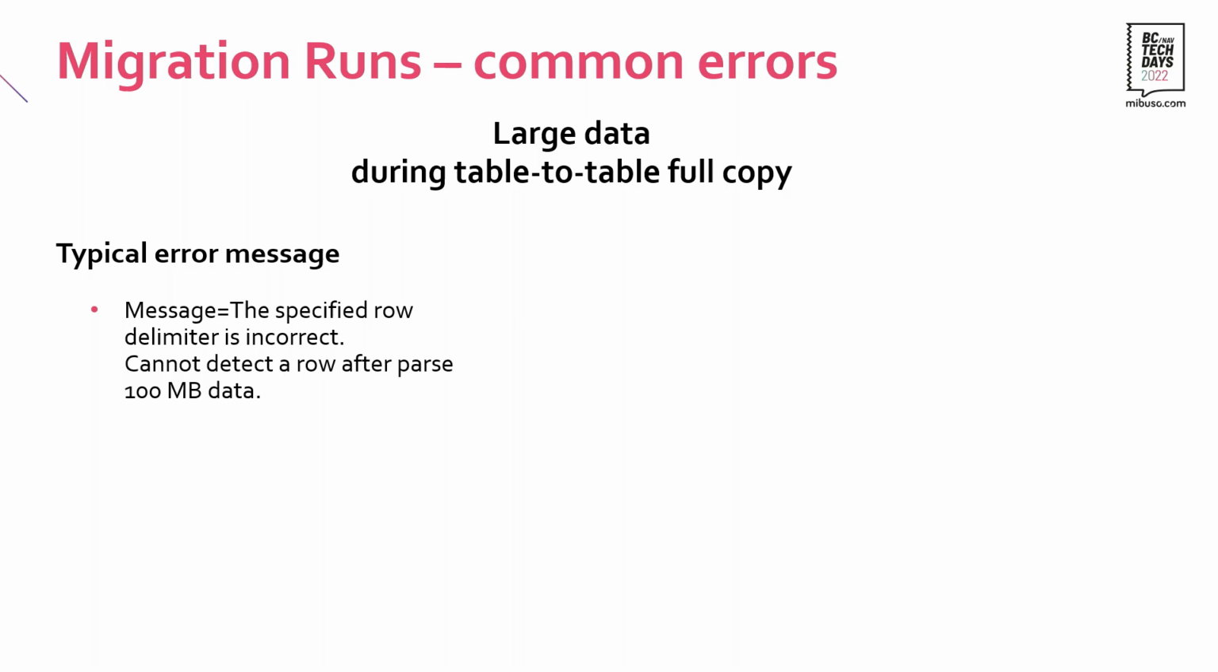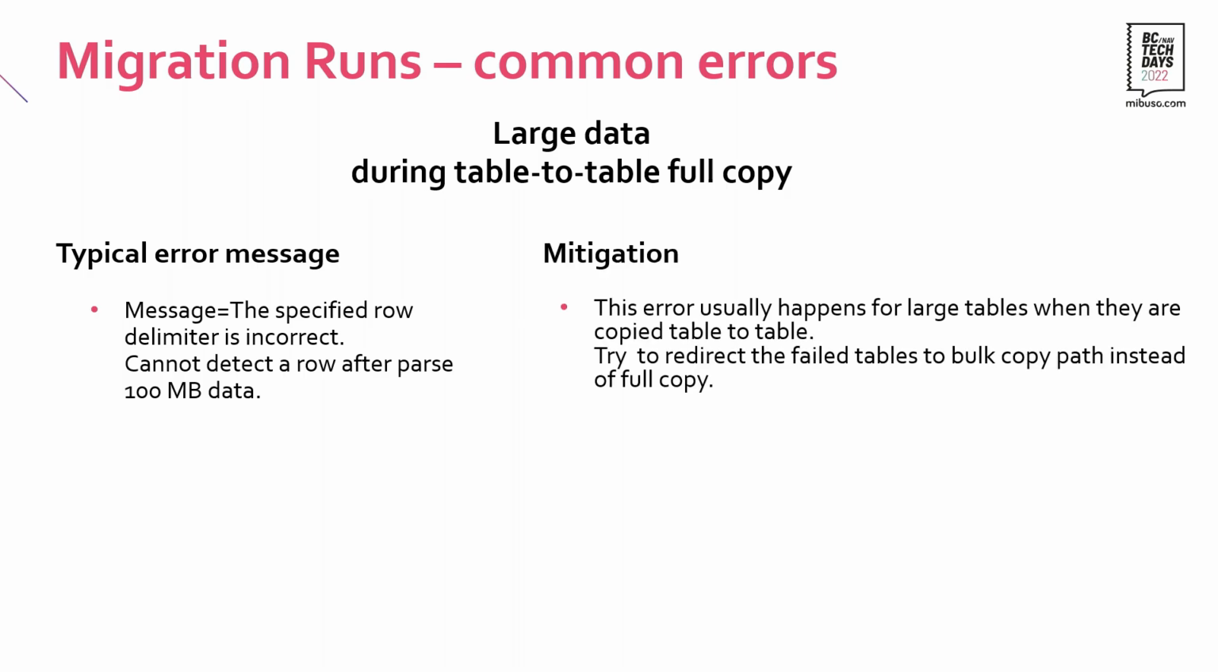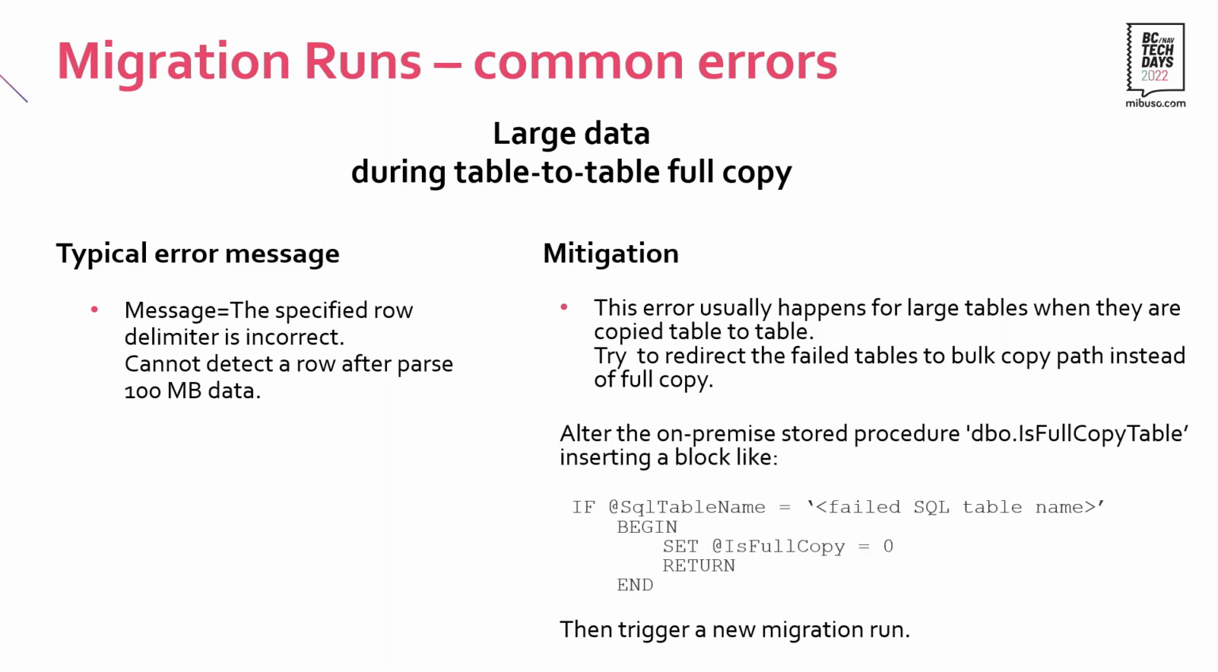You see "the specified row delimiter is incorrect." This is happening when the Azure Data Factory cannot read the temporary blob storage. So the workaround is the opposite. Try to see which table failed, because it's one-to-one, so you will see the name of the table, and try to redirect it into the bulk. Hopefully it is compressible, so it might succeed.